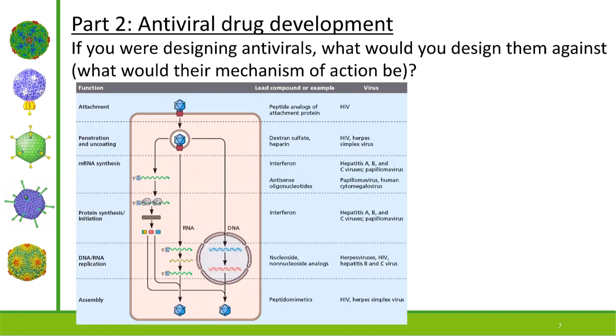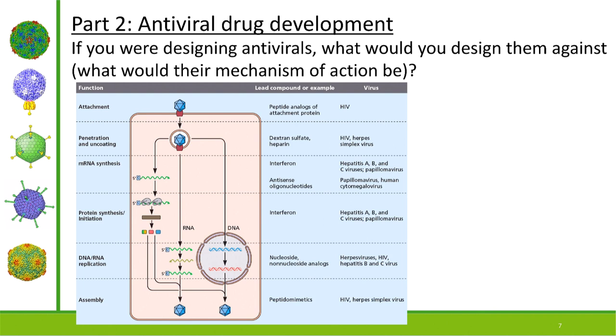So you probably have come up with a multitude of different ways that you could design an antiviral, and really pretty much any part of a virus's life cycle could be targeted. I really like this image because it shows us the function, essentially the step that we're at in the virus's life cycle. It shows us a picture of a virus's life cycle, and then it also talks about the example itself and then the virus.